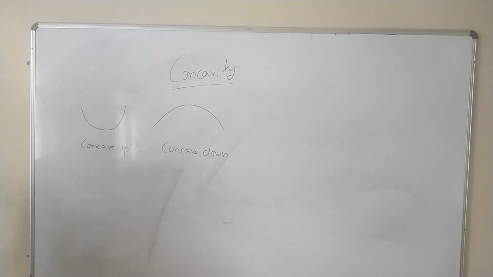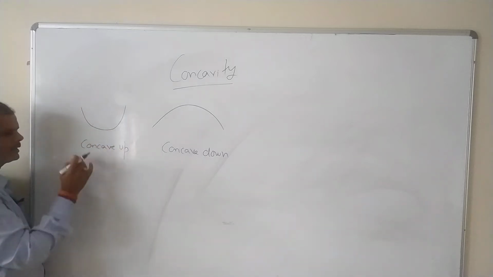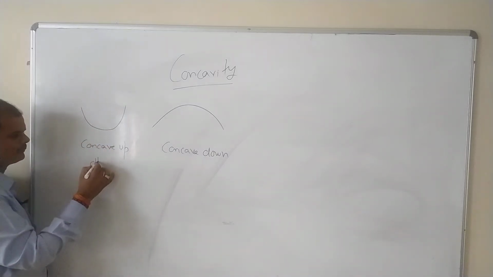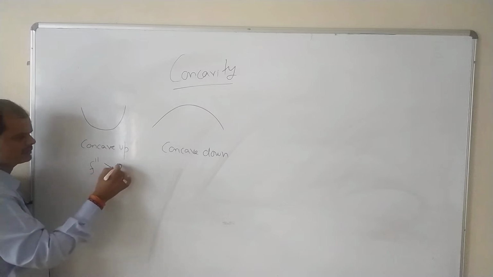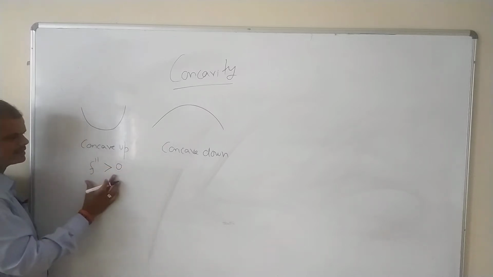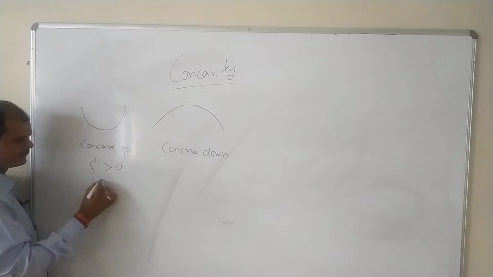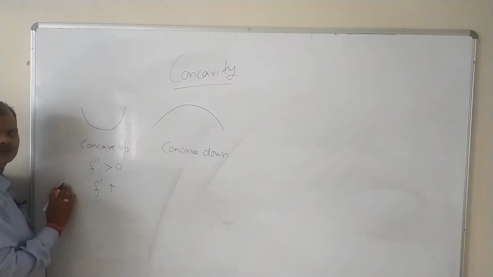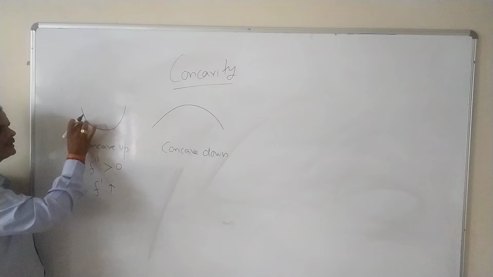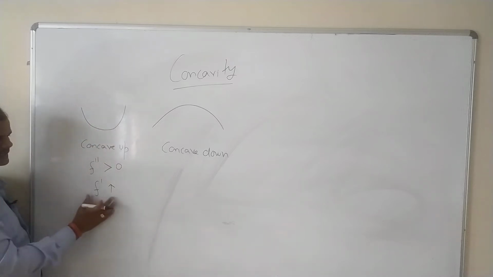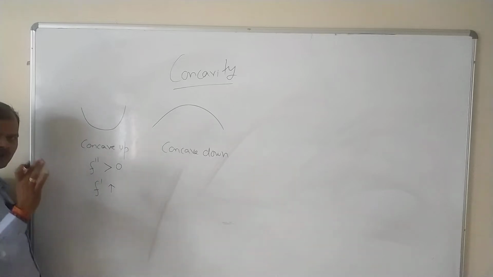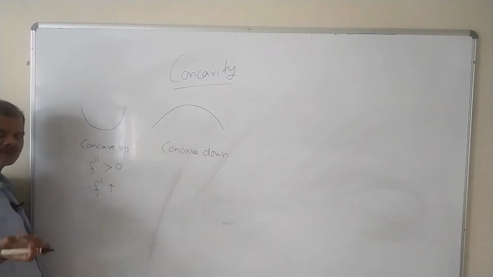In this concave up, your double derivative of the function will always be positive. So if the double derivative is positive, what we can say is f dash is an increasing function. It means at each point of the curve the slope is increasing. Slope is actually an increasing function, so that is your concave up.